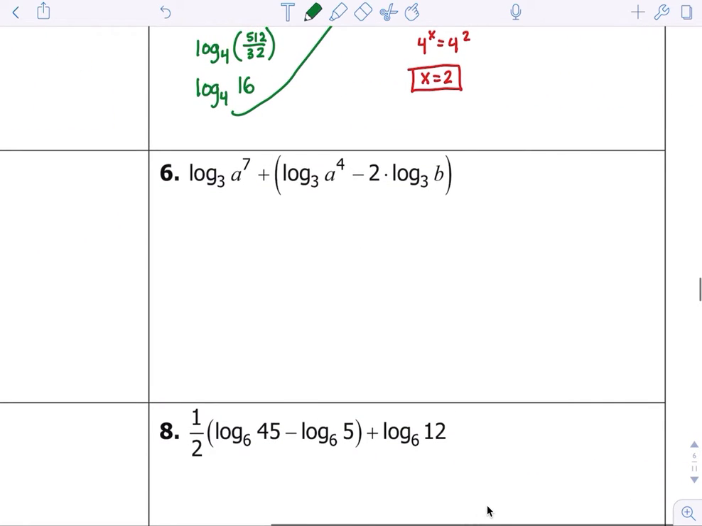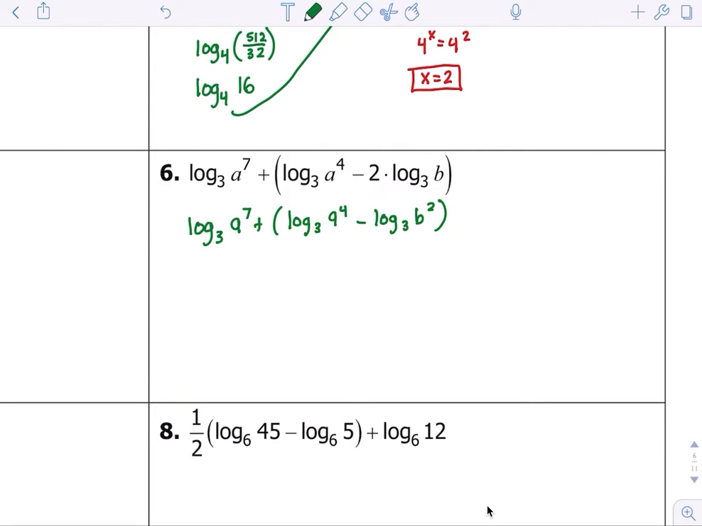Alright, 6. Okay, so this is a combination of stuff, so let's work on the parentheses first. So let's get this to be over there. So log base 3 of a to the 7th plus log base 3 of a to the 4th minus log base 3 of b to the 2nd.